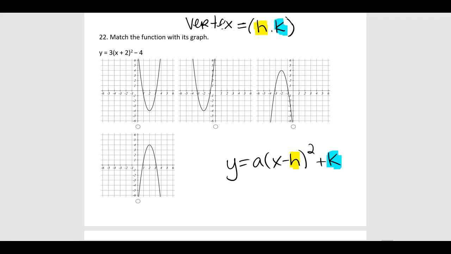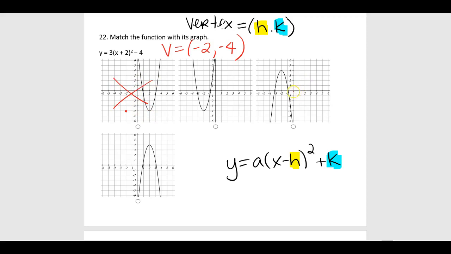So for example, for this problem here, we have 3 times x plus 2 squared minus 4. So the vertex for this function is going to be negative 2, comma, and then keep the k the same, negative 4. So to find the function that matches this graph, let's start by finding a function that has a vertex of negative 2, negative 4. So for this first one, negative 2, negative 4 is here. So that's not the vertex for this given parabola. So we're going to cross that option out.